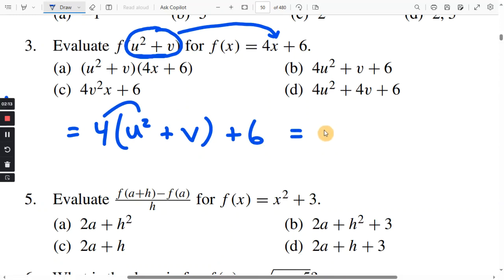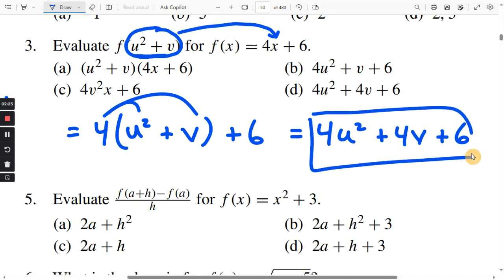Distributing 4 times u squared, 4 times positive v, plus 6. There are no like terms, so that's it. Answer D.